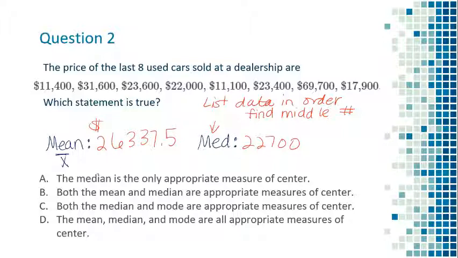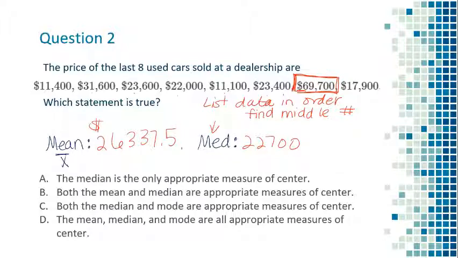Okay, now look at the numbers we got. Notice how the mean is a lot bigger than the median. And notice if we look at this data, okay, so we had 11,000, 31, 23, 22, 11, 23. Then look at this. Notice this guy, he kind of sticks out like a sore thumb. Okay, then we've got one car that was sold for $69,700. That's a pretty expensive used car.